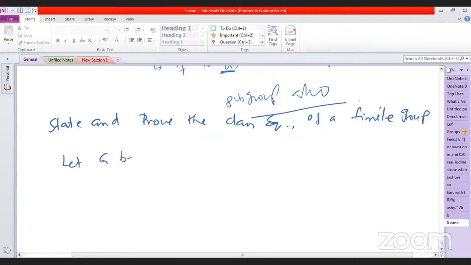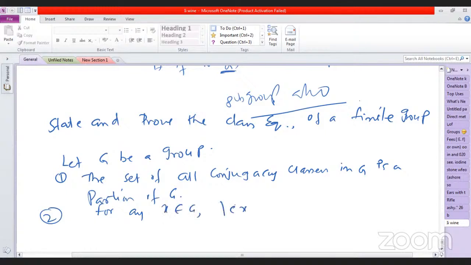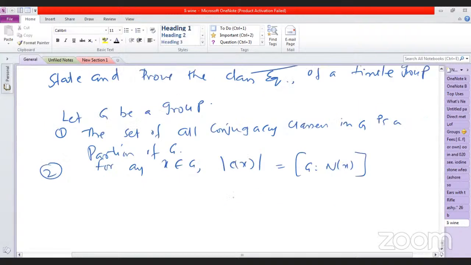Let G be a group. All know that. Then what are the conditions we have to know? The first: the set of all conjugacy classes in G is a partition of G. Then the second condition: for any x belongs to G, the modulus of C of x equals the index of N of x in G.